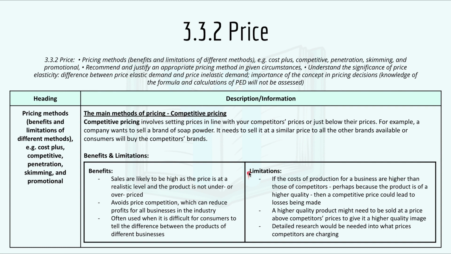Then we have competitive pricing, and competitive pricing involves setting prices in line with your competitors' prices or just below their prices. For example, a company wants to sell a brand of soap powder. It needs to sell it at a similar price to all other brands available, or consumers will buy the competitor's brand because it's much cheaper.